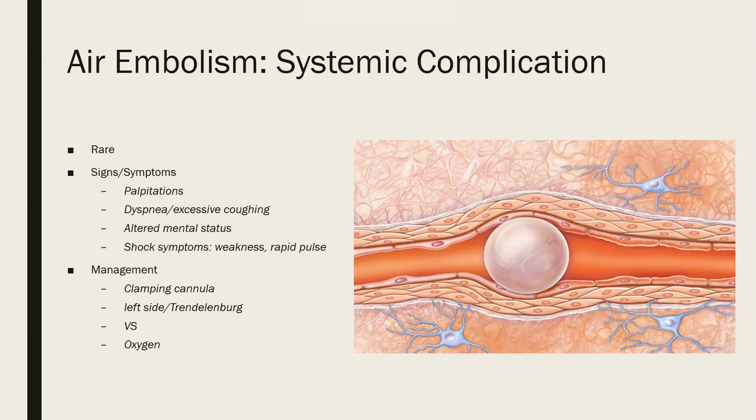Okay, another systemic complication is an air embolism. This is pretty rare, but it's very important to realize how to prevent this from happening and the signs and symptoms of this complication if they do occur. Signs and symptoms of an air embolism are palpitations, dyspnea, or excessive coughing. They could also have an altered mental status, and they may have some shock symptoms such as weakness or a rapid pulse.